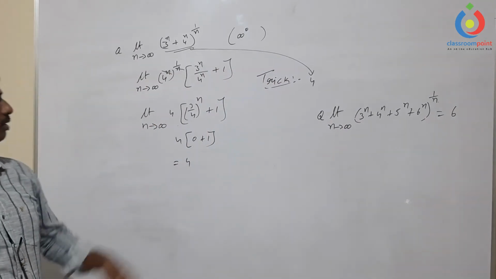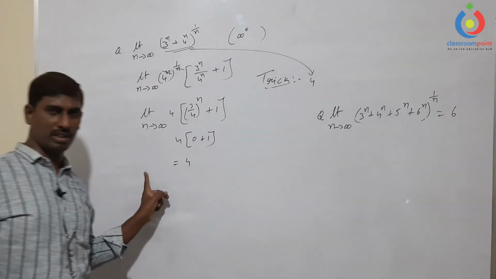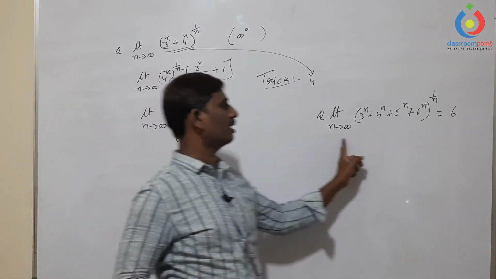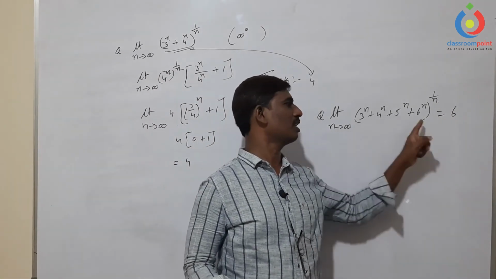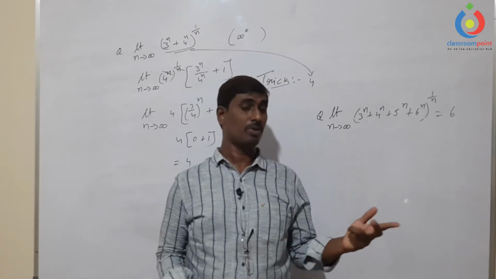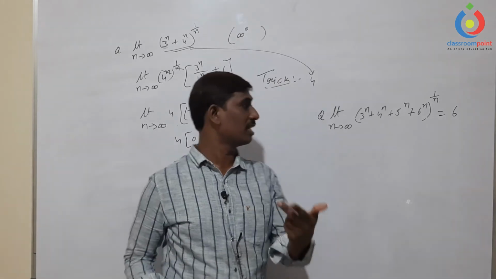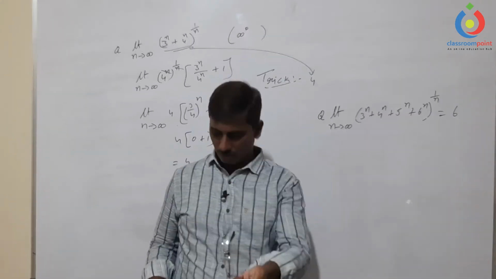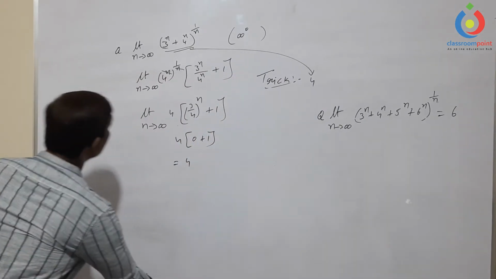So without solving, if you want the simplification, just see it once here. Otherwise, this is the trick: whichever is the highest value, that is the answer. But sir, is it always infinity? Suppose they are not given infinity. If they give 0, then what to do? We'll see that one also.